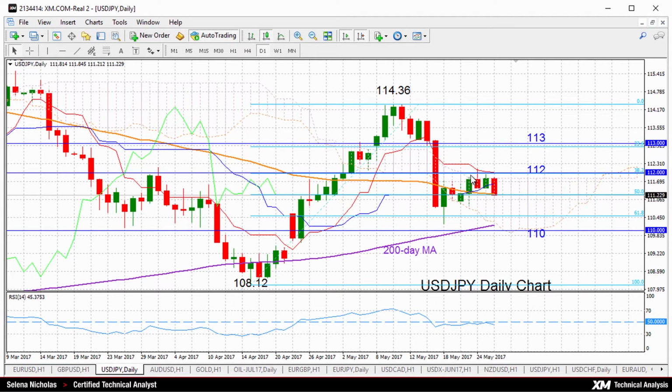USDJPY is neutral in the near term. We can see it's now in a range between these support and resistance levels. RSI is not showing any clear direction, suggesting there is a consolidation phase in the market at the moment.